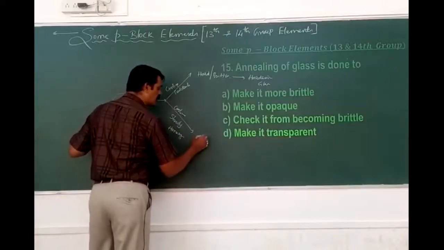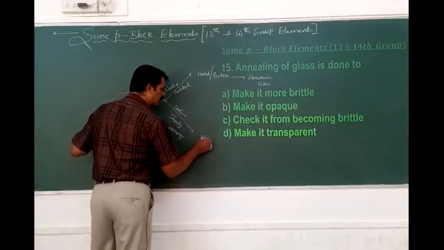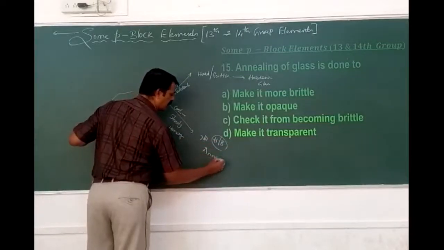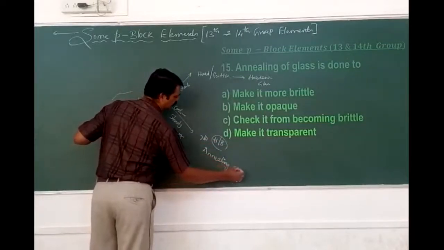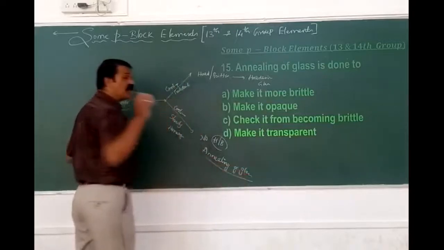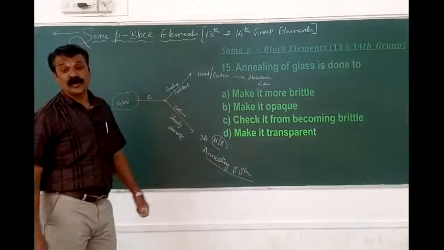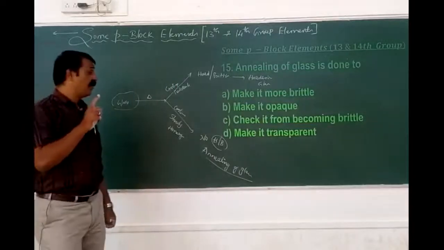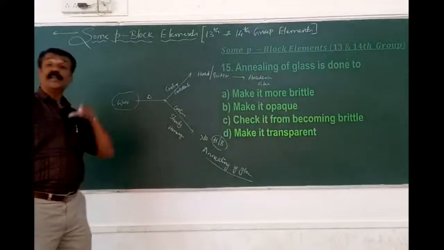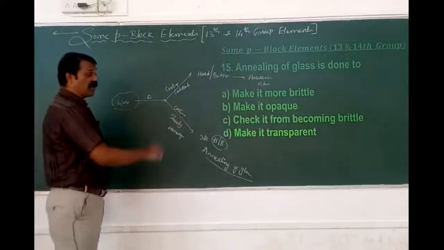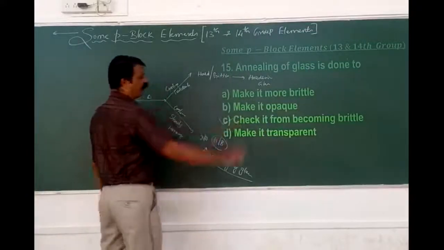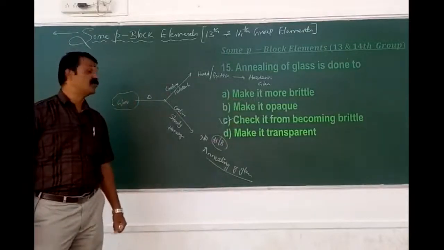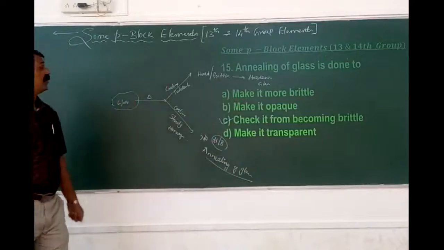Suppose the same red hot glass is cooled slowly in a homogeneous manner under cool conditions, there is no hardness or brittleness, and this process is called as annealing of glass. Means the very slow and homogeneous cooling of the which one? The molten glass, so that it doesn't convert into brittleness, is called as what? Annealing of glass. Therefore the annealing of glass is conducted to check it from becoming what? The brittleness along with the which one? Hardness. Okay, so that is 15th B.